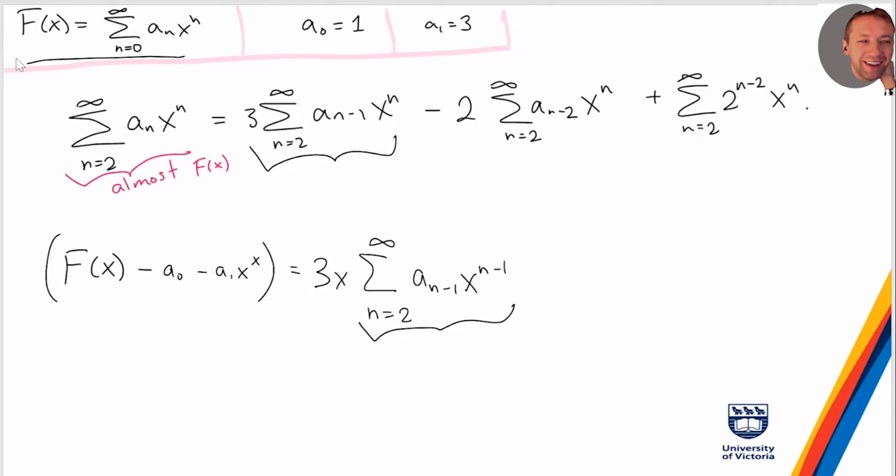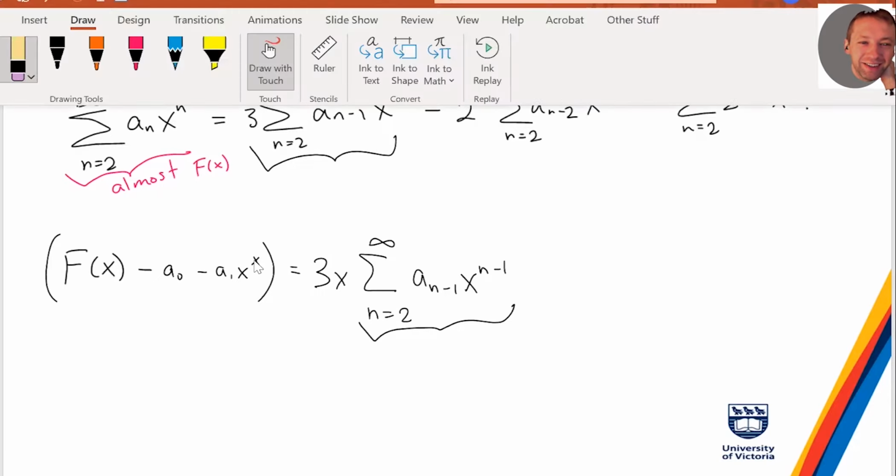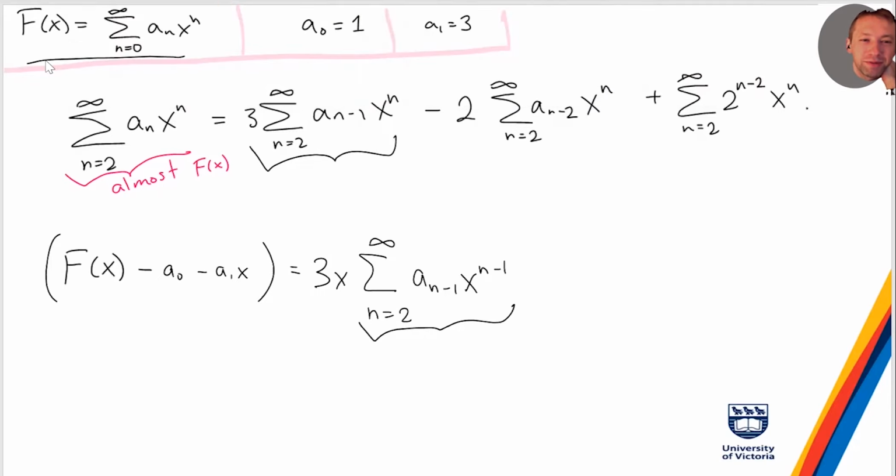oops, my bad. Sometimes I just write random junk. Thanks for pointing that out. The exponent is 1. So again, this is just f of x minus a0 minus a1 x to the 1.